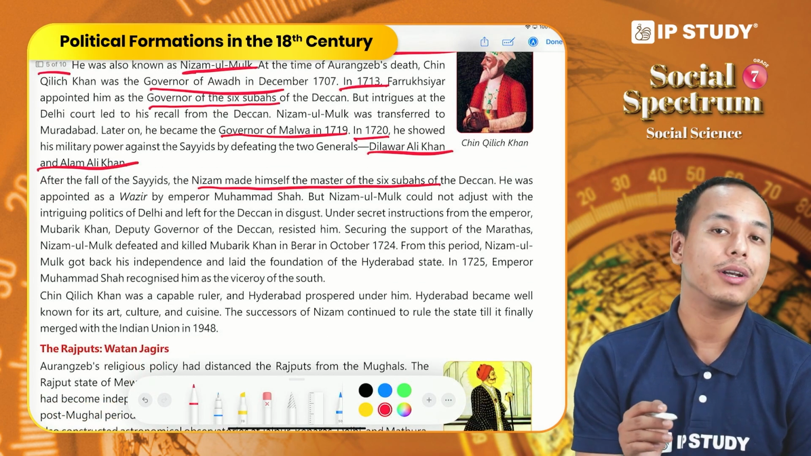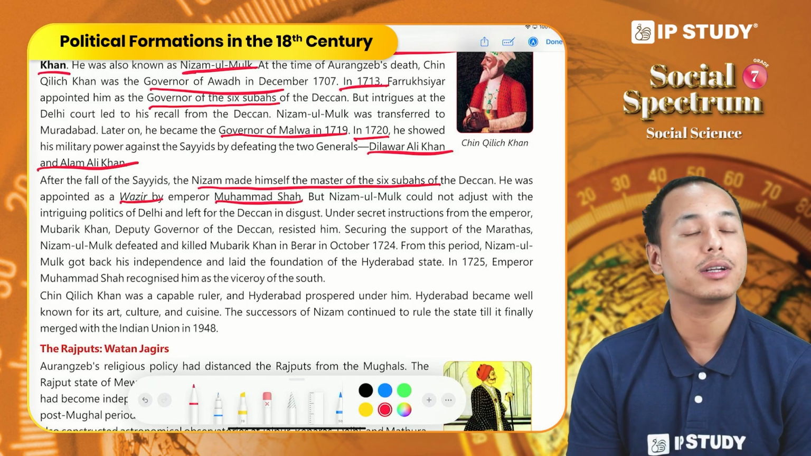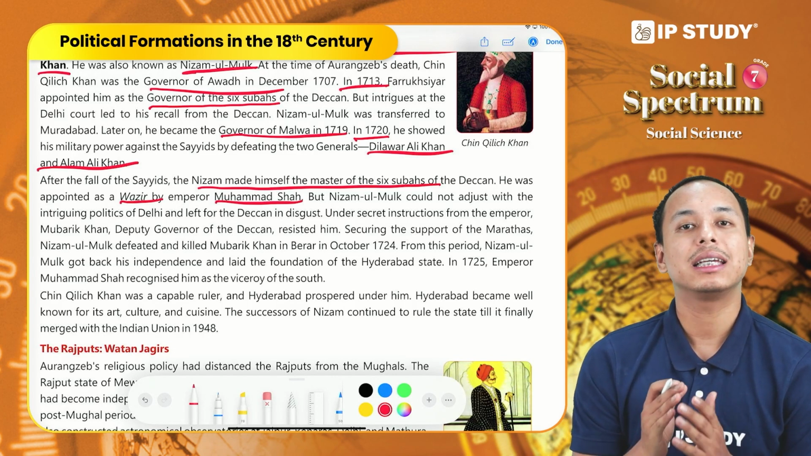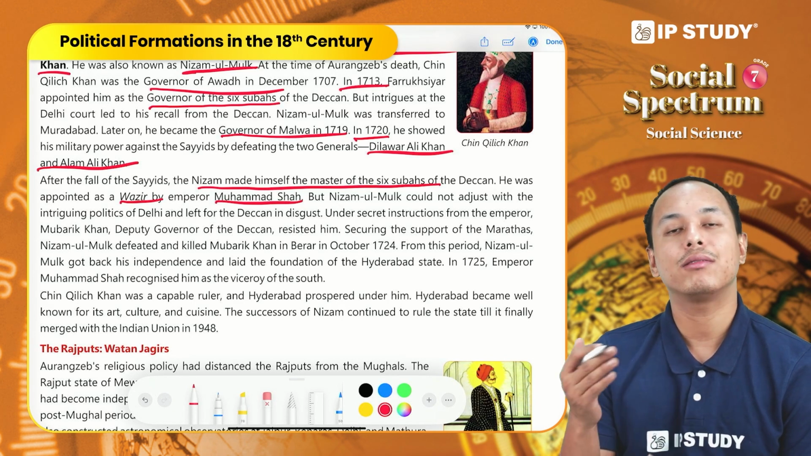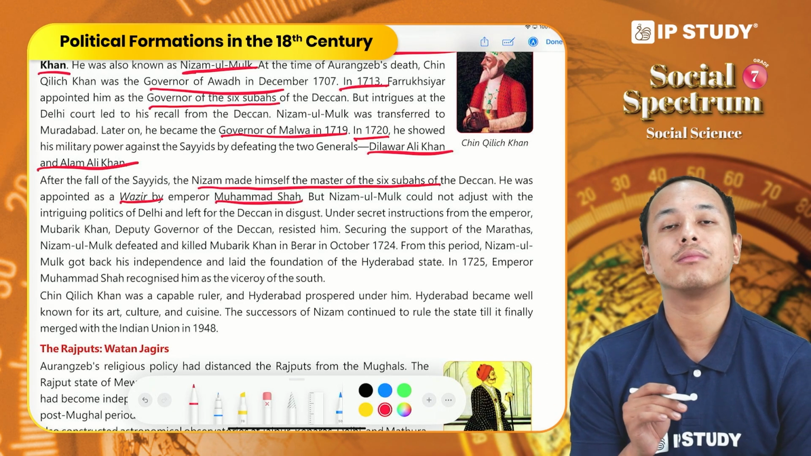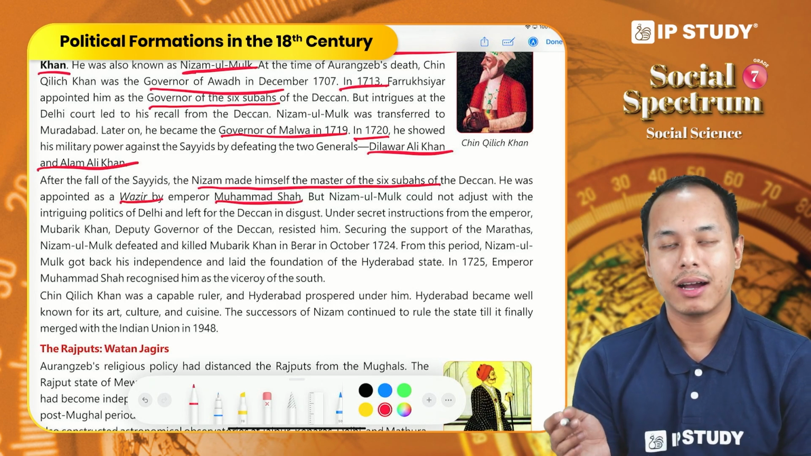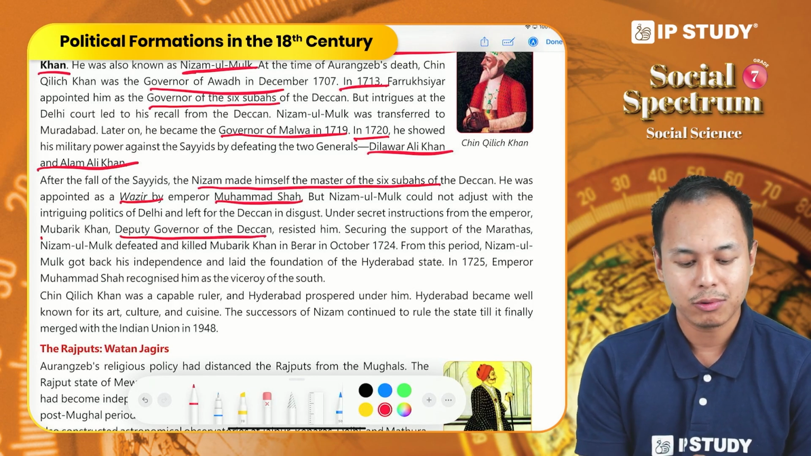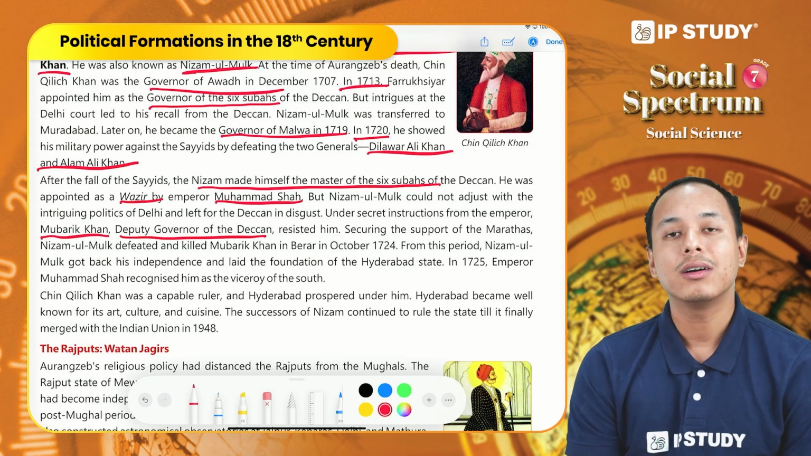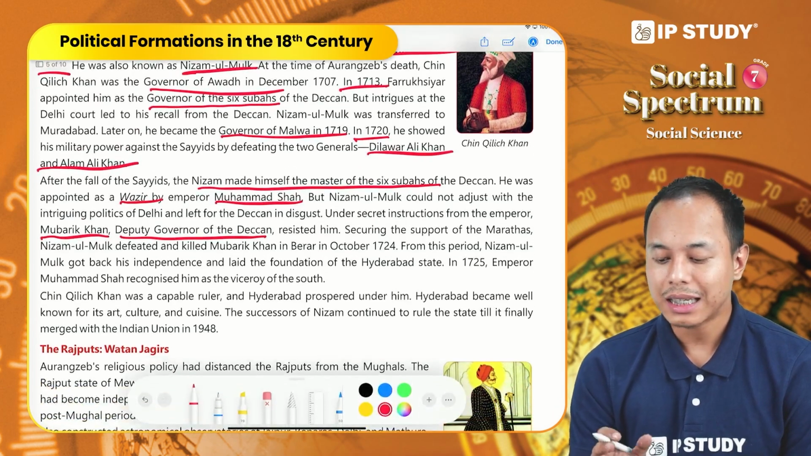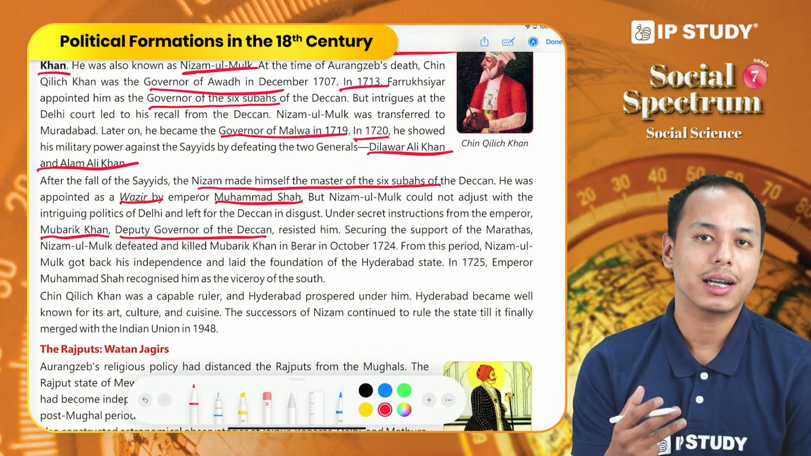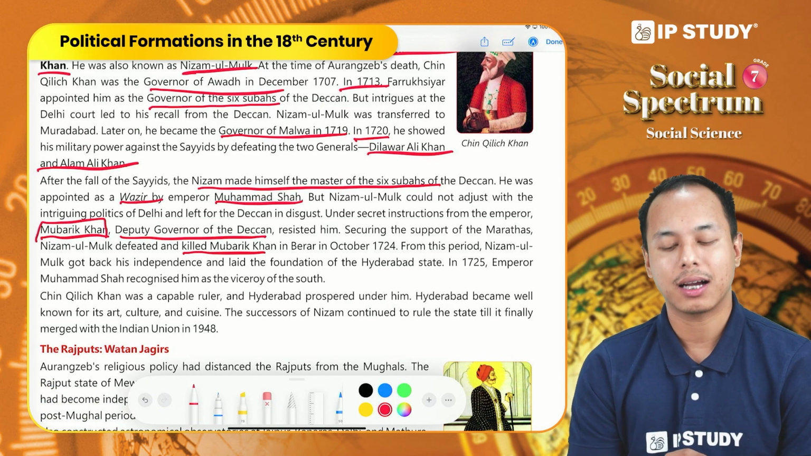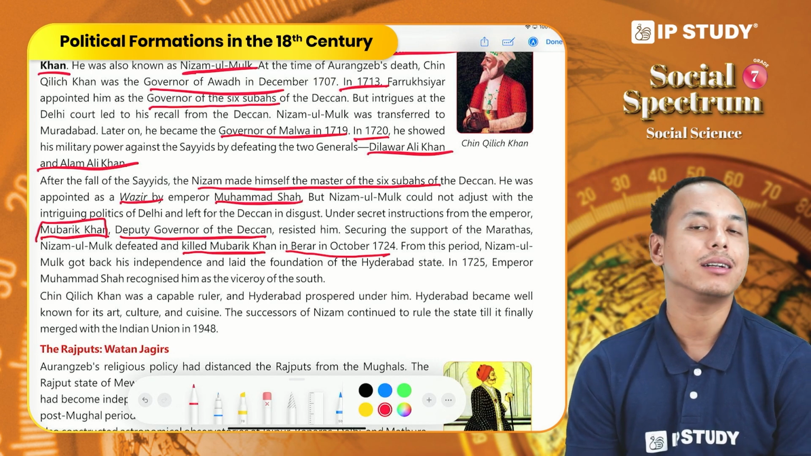Okay, and he was also appointed as the wazir by the Mughal Emperor Muhammad Shah. However, he could not adjust with the emperor, and thus he left Delhi and tried to go back to Deccan. However, Emperor Muhammad Shah secretly advised, or you can say ordered, the deputy governor of Deccan, Mubarak Khan, to resist him. So Nizam-ul-Mulk took help from the Marathas and fought Mubarak Khan and killed Mubarak Khan in Berar in October 1724.